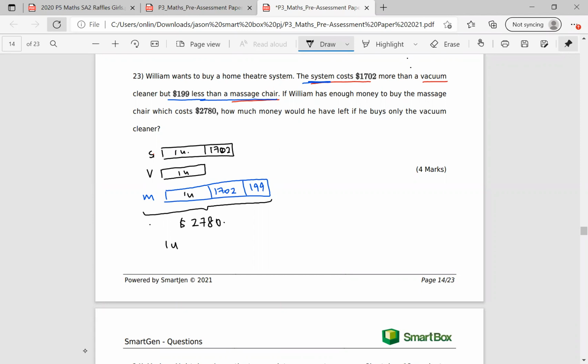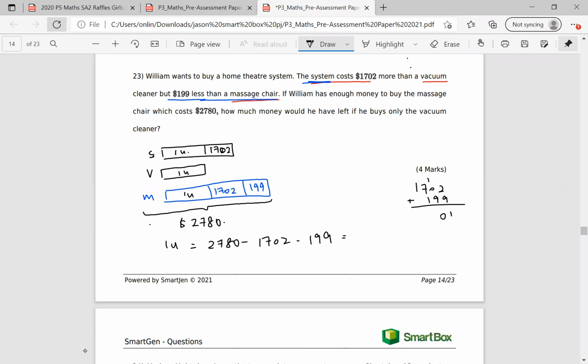So if I can find that, I will be able to find anything that I need to find, regardless whether it's the vacuum cleaner or the system here. So my 1 unit is equals to actually 2,780 minus away 102 minus away 199. So if we actually do the step here, some students will prefer to add them up first, because for P3 students, they prefer to do the step in such a way. It's also better because it will reduce the chance of making careless mistakes.